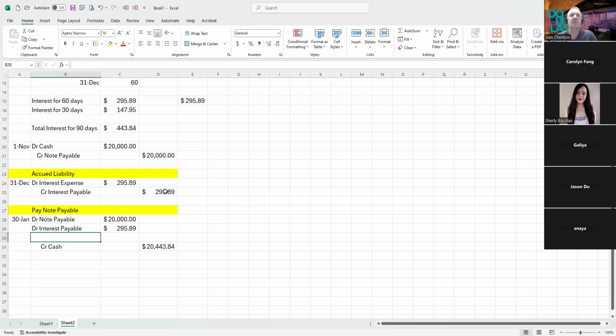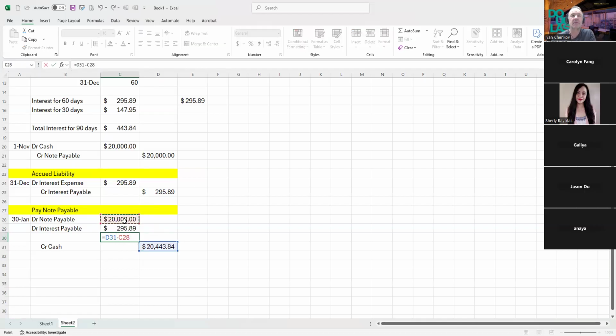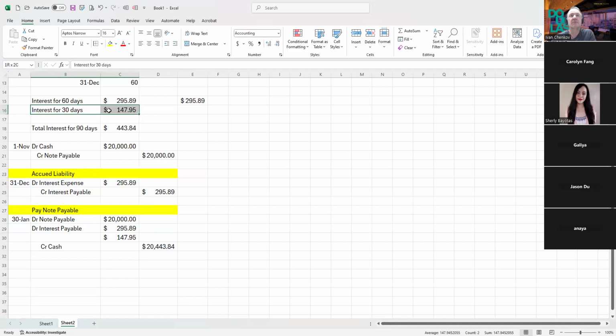And what's the last thing that we have to do? We are not in balance. We're still not in balance. How much are we missing? Let's see. This one minus that one minus that one should magically give us the number of the interest for 30 days. So what is that? Interest expense. Okay, and we're done, correct?